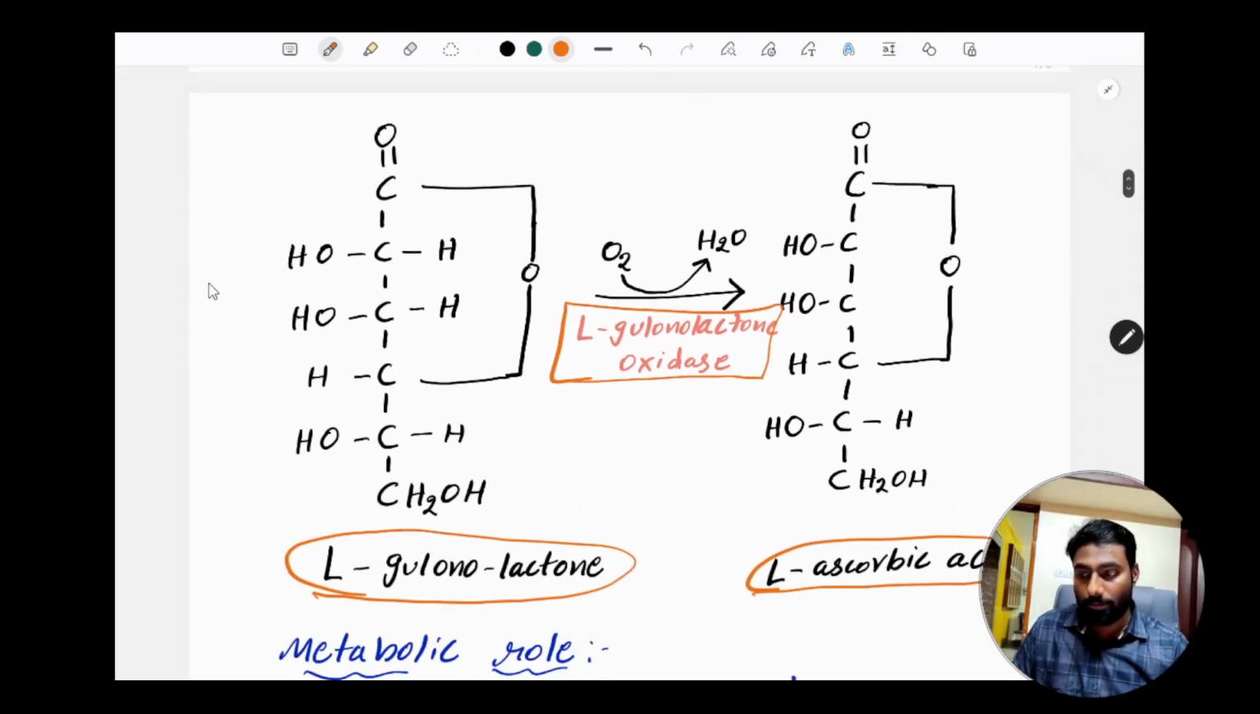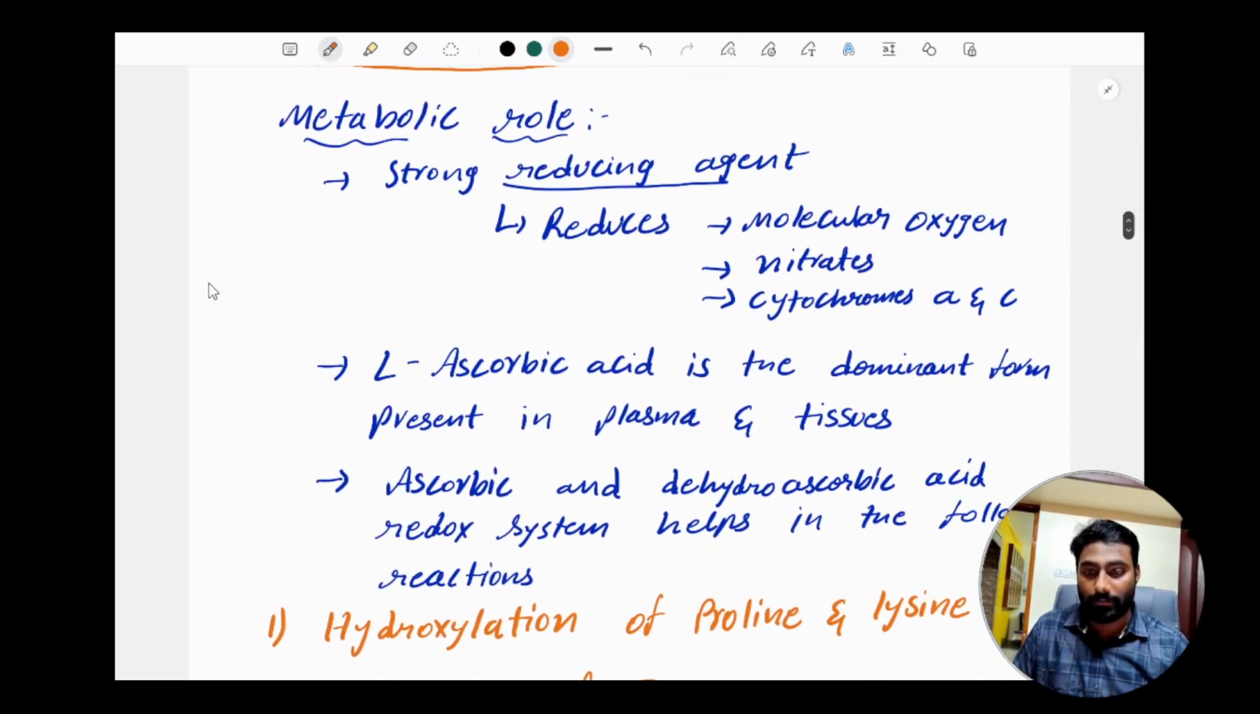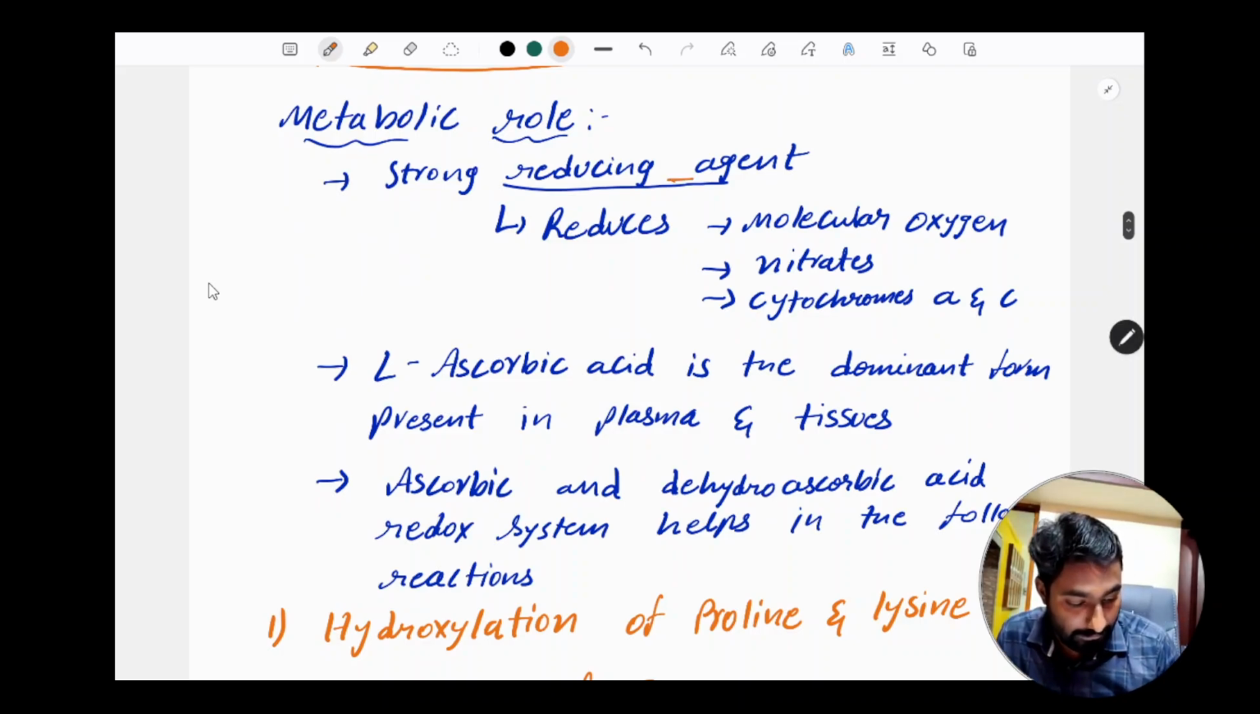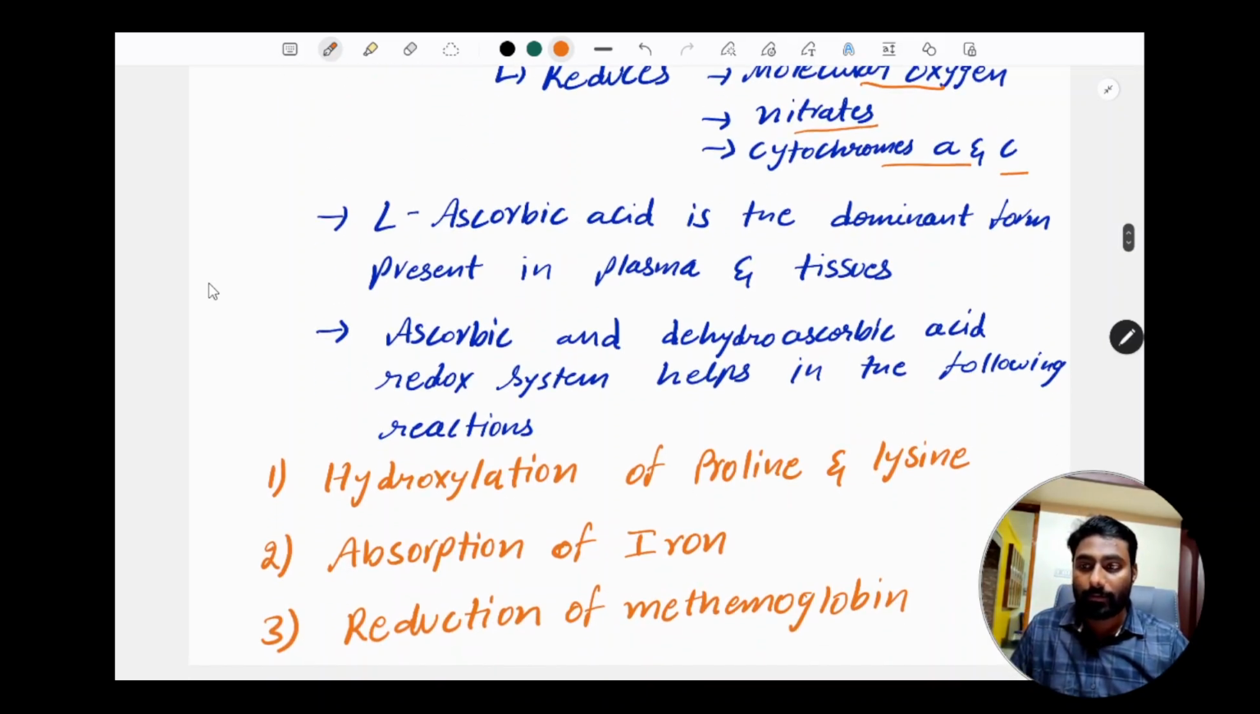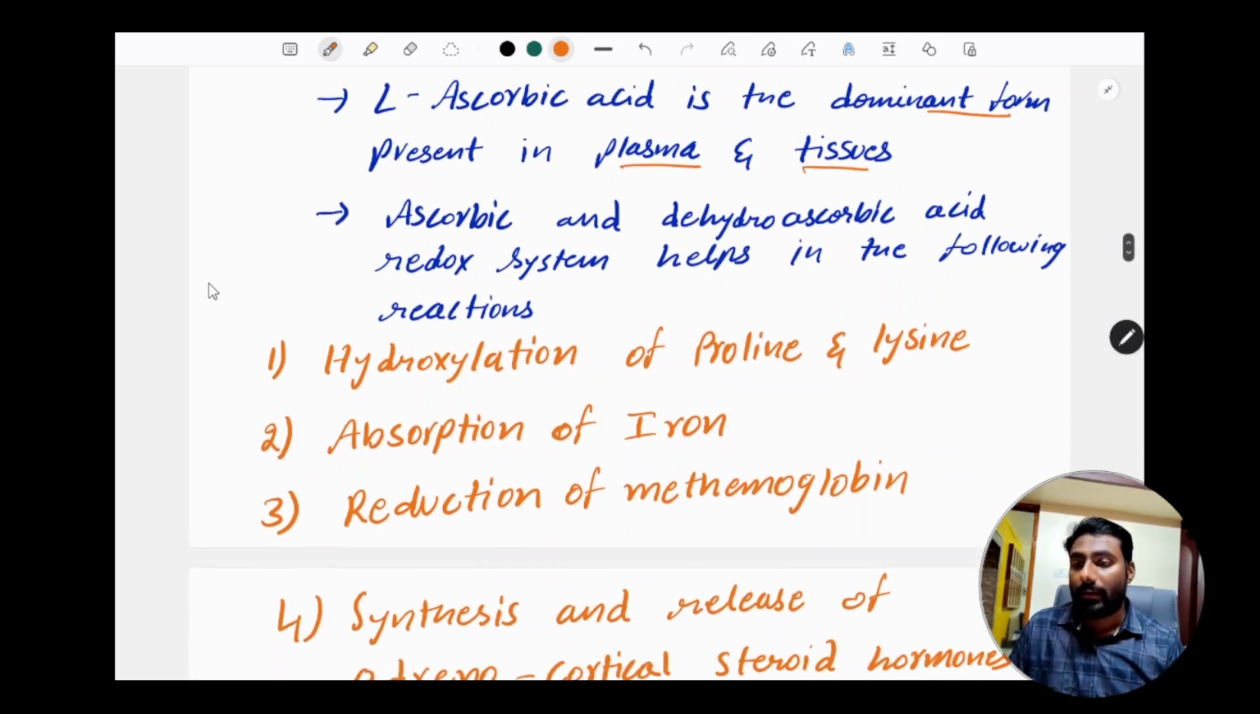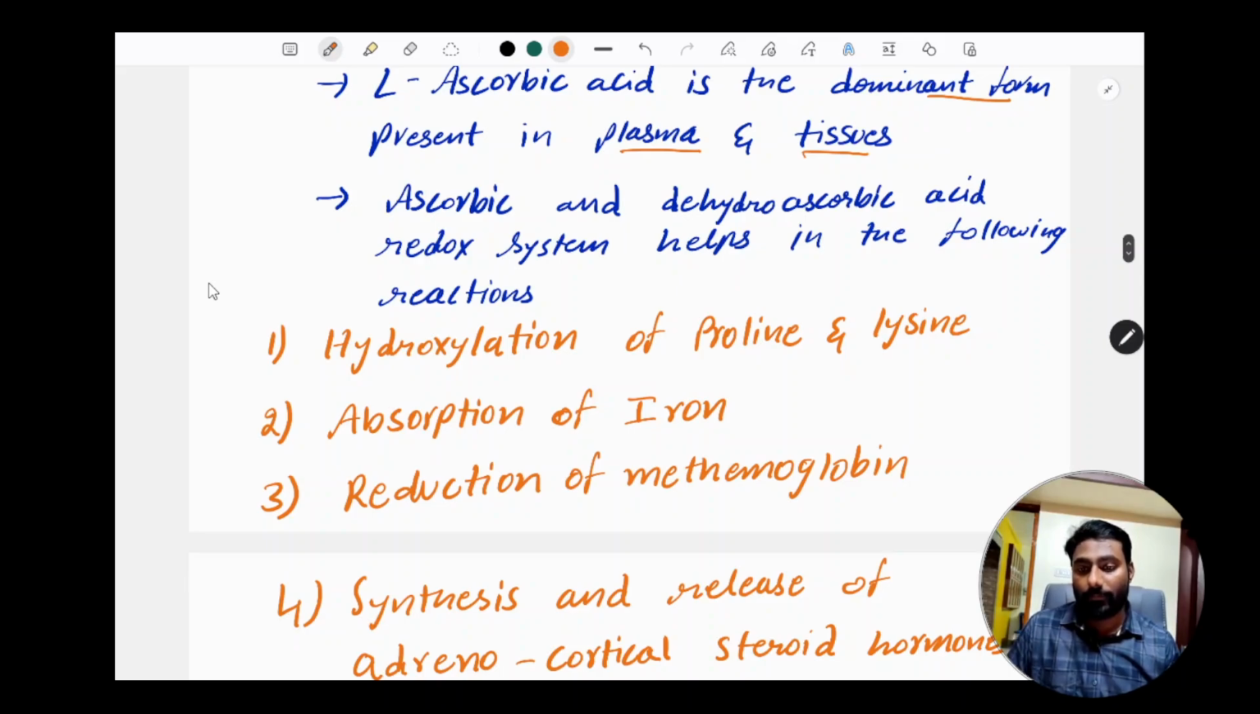If you see the metabolic role of vitamin C, it acts as a strong reducing agent. It reduces molecular oxygen, nitrates, cytochrome A and C. L-ascorbic acid is the dominant form compared to dehydroascorbate, which is present in plasma and tissues. Ascorbate and dehydroascorbic acid form a strong redox system, causing these reactions to happen.